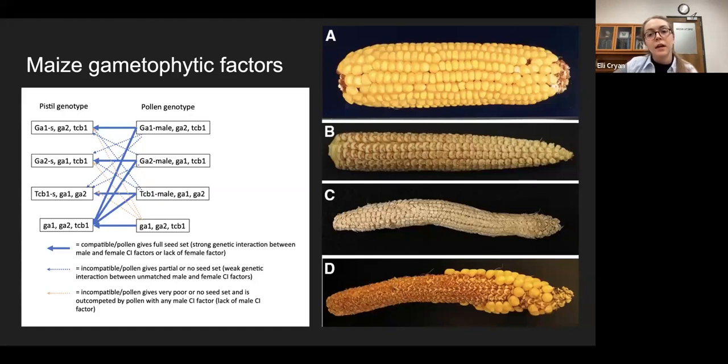But to get full seed set for any of these female plants, you really need the male plant to have the compatible pollen. You can get a little improvement in seed set, for example, from a GA2 active female crossed with a GA1 active male, but you won't get the full seed set that you're looking for as a breeder.